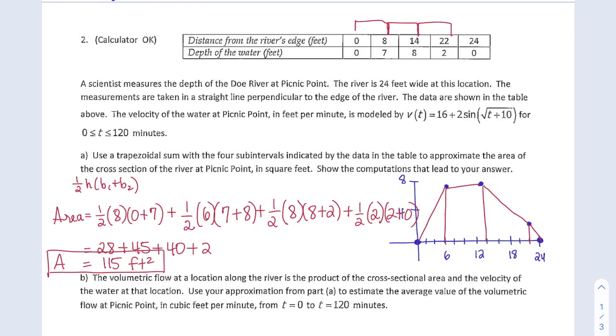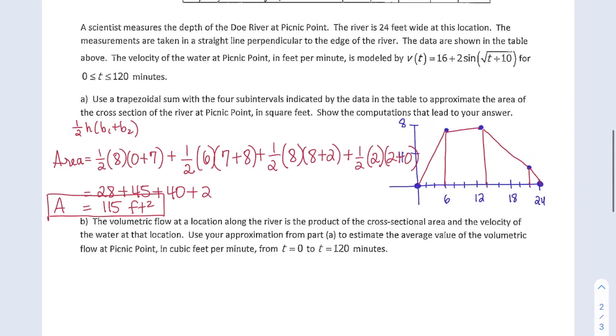Part B. The volumetric flow at a location along the river is the product of the cross-sectional area, so that's what we did in Part A, and the velocity of the water at that location. That was what we were given as V of t in our question. Use your approximation from Part A to estimate the average value of volumetric flow at Picnic Point in cubic feet per minute from 0 to 120.